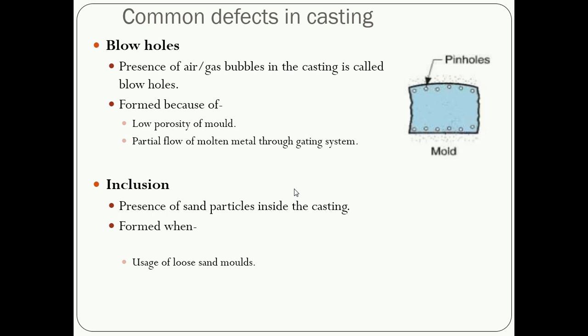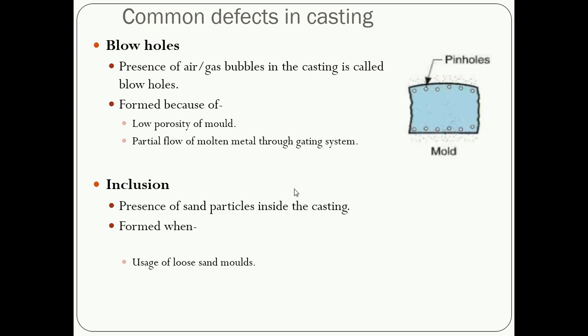Second is inclusion. Presence of sand particles inside the casting is called an inclusion defect, formed when loose sand molds are used. I told you that removal of the pattern from the rammed molding sand plays a very important role in avoiding this kind of defect. While removing the pattern, if we are in a great hurry, then the mold cavity is damaged at the sharp corners and loose sand is created, and if the molder does not remove that loose sand from the mold cavity, then it disperses inside the molten metal, and this inclusion defect is liable to occur.